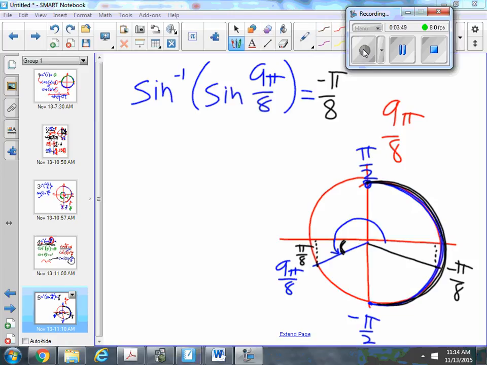So when doing these kind of inverse problems, be really careful that when you look at your answer, it falls within the acceptable range of that particular inverse trig function.